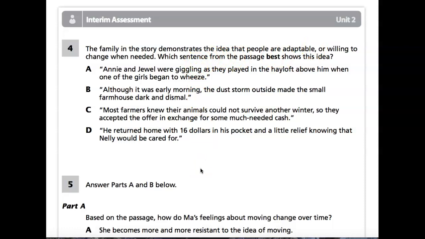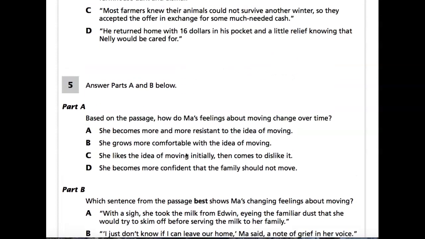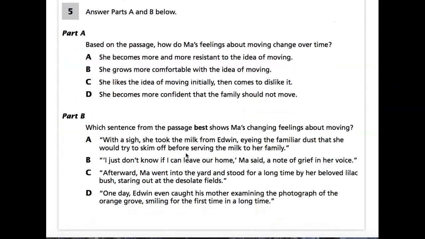Okay, all right, so let's see. Which one are we on now? Okay, now let's look at 5. Based on the passage, how do Ma's feelings about moving change over time? A. She becomes more and more resistant to the idea of moving. B. She grows more comfortable with the idea of moving. C. She likes the idea of moving initially, then comes to dislike it. D. She becomes more confident that the family should not move.